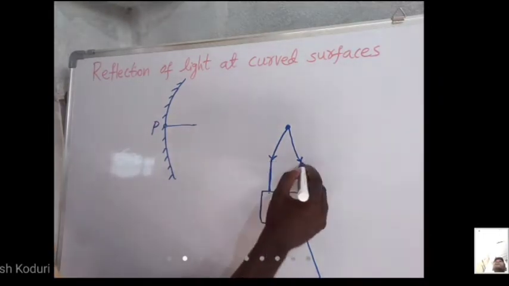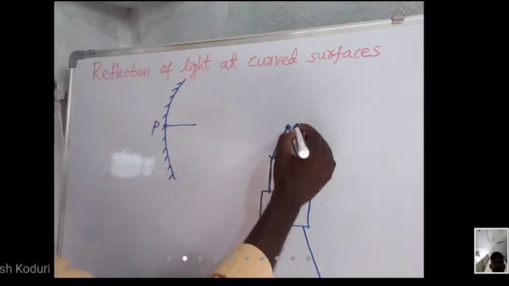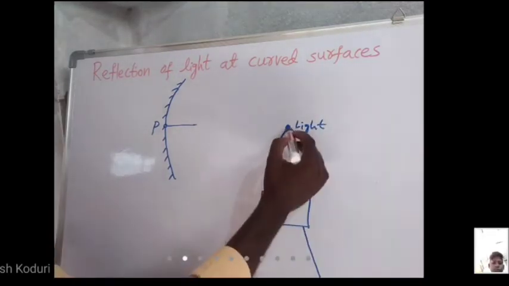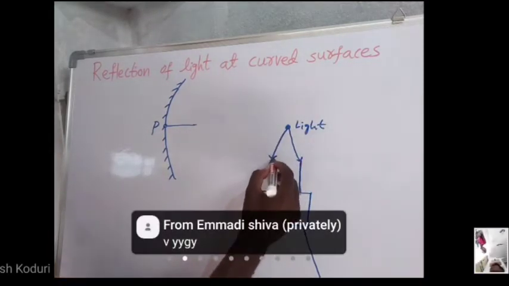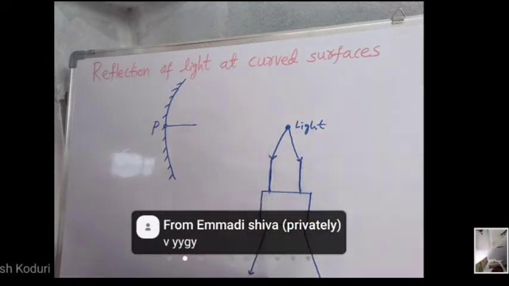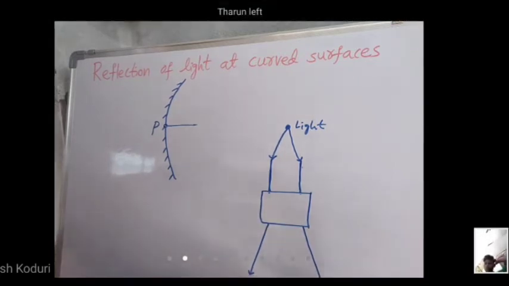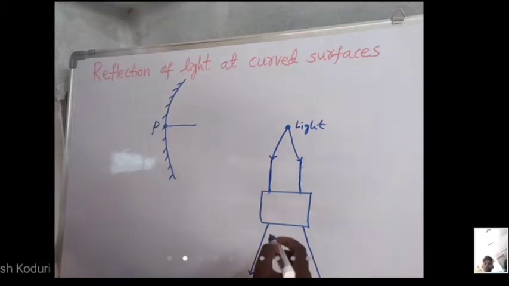These two are pins. Suppose this is the source of light. Light rays coming from this source are incident on the pins, and their shadows are formed. These shadows are diverging from each other. They do not coincide when we extend these two lines.